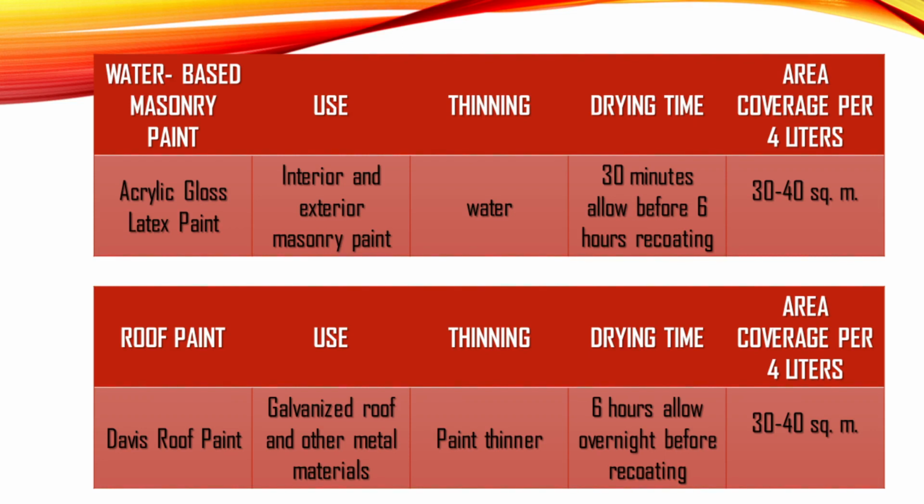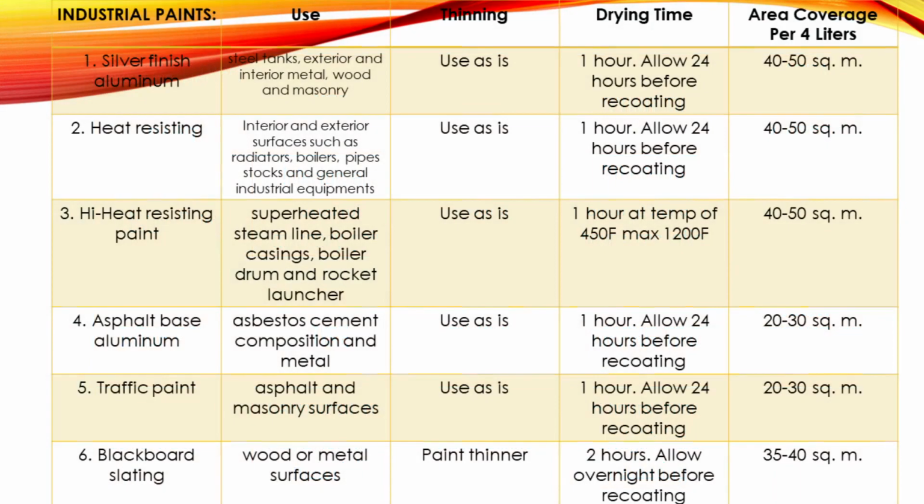The common example of roof paint is the Davis roof paint, used for galvanized roofs and other metal materials, with paint thinner as its thinning, and the drying time is 6 hours to overnight before recoating, with a 30 to 40 square meter area coverage per 4 liters. Now, the preceding examples will be discussed by one of my colleagues, Miss Crystal Jean Rule Tal? Thank you, Mr.